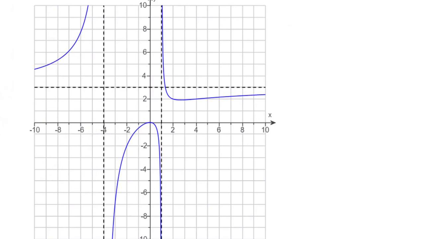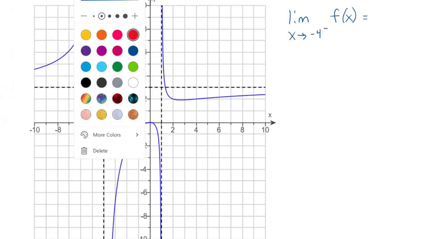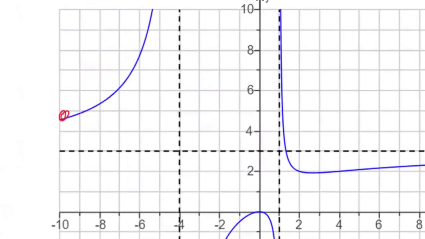Let me look at doing the left side first. So the limit as x approaches -4, and then we want to have from the left side, so put your little minus sign. We'll just call this function, the whole graph, f of x. So what we're going to do here, the graph is up here, up in the air, and we're going toward -4. So we want to move on the graph till we get to -4.